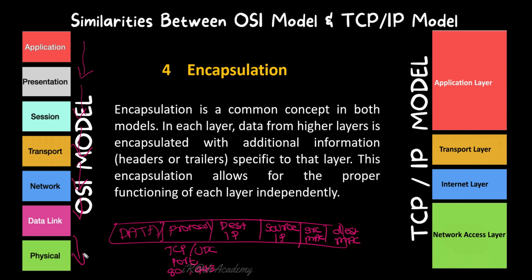And when it is received at the receiver end, each layer will look into this encapsulated data and act accordingly. For example, when it reaches the network layer, the network layer will look at what the destination IP address is and what the source IP address is. So from the source IP address, it can understand where the data is coming from. And from the destination IP address, it can understand which device the data needs to be sent to. So this encapsulation is happening in both the TCP and OSI models. And it helps very much in the communication between the source and destination through a network.